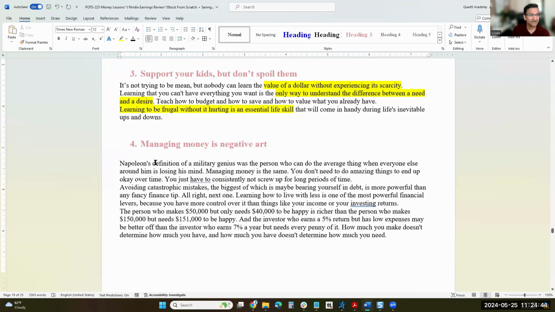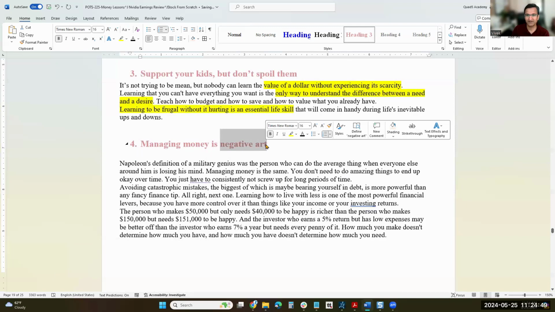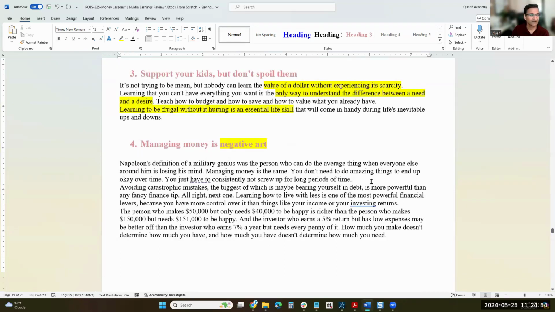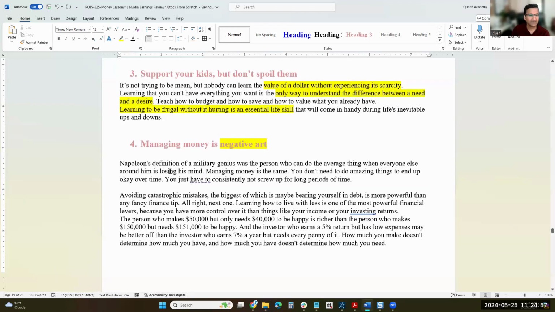Managing money is a negative art. And I borrowed this negative art from Charlie Munger. He talks about the negative art. It means that to build wealth, we really don't have to find the best Nvidias or the Amazons or pick up a dart and throw it at the center and always hit the bullseye. We have to make sure that we don't make stupid mistakes that will blow up our account.